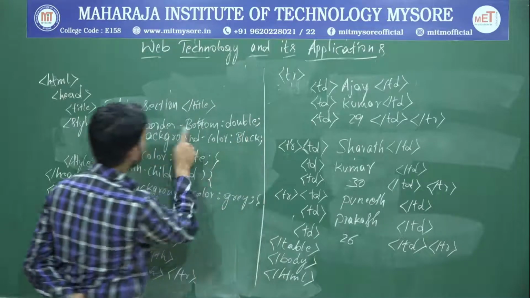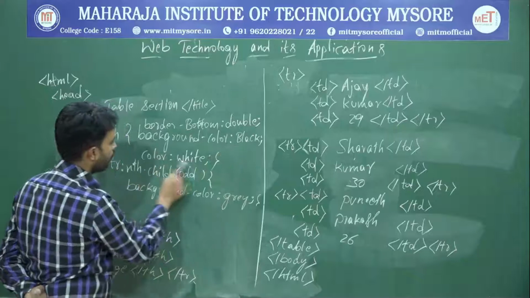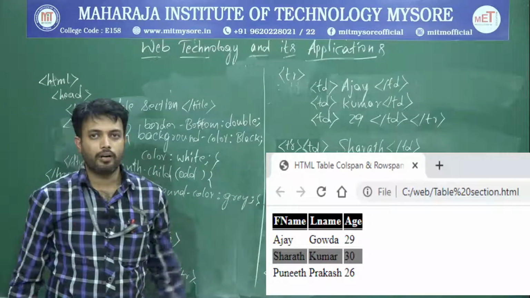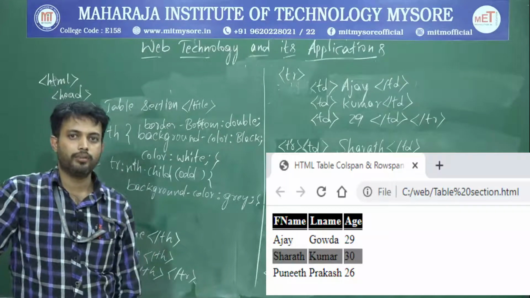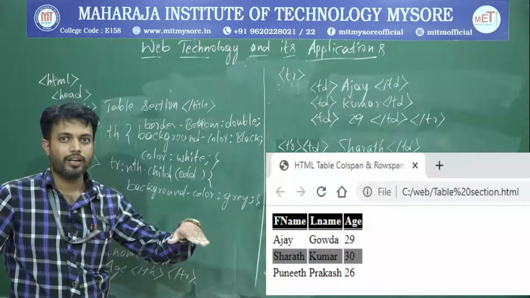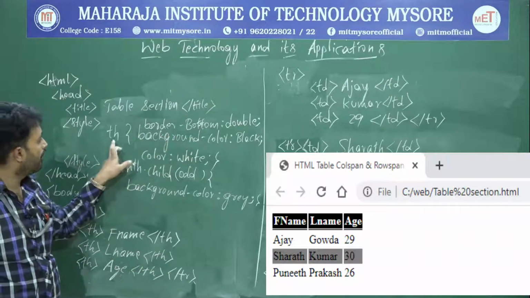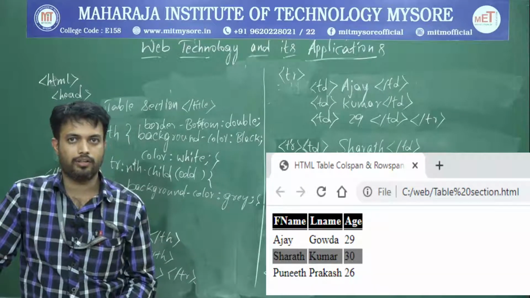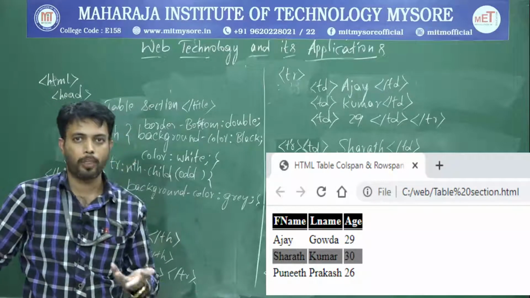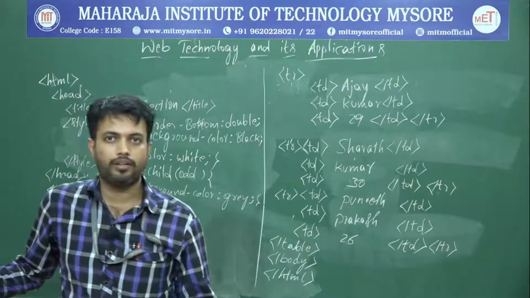Okay, so border bottom double, background color black and color is what? White. So now again if I run this program, there is a border at the bottom of the heading, because I have applied this property for th, right? Okay, so now it looks even better, right? Okay, so this is how we can decorate our table.